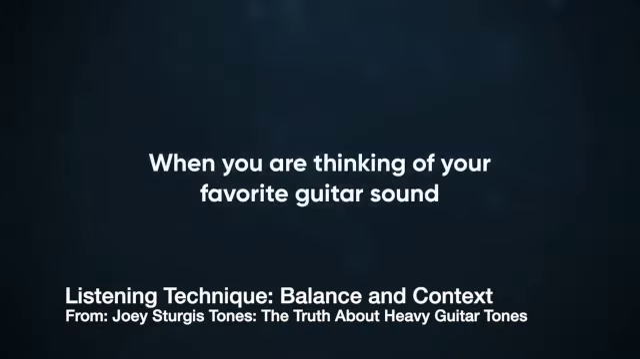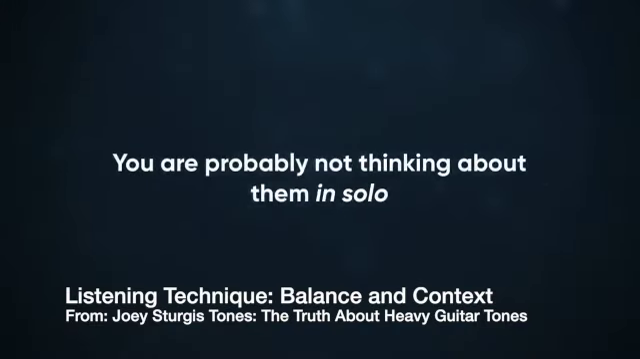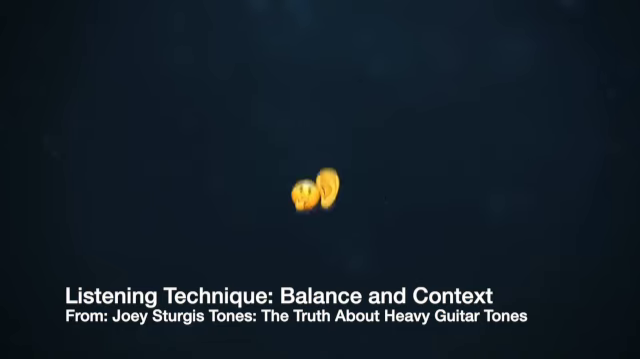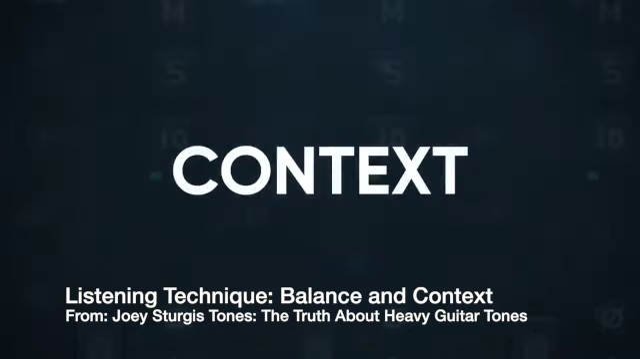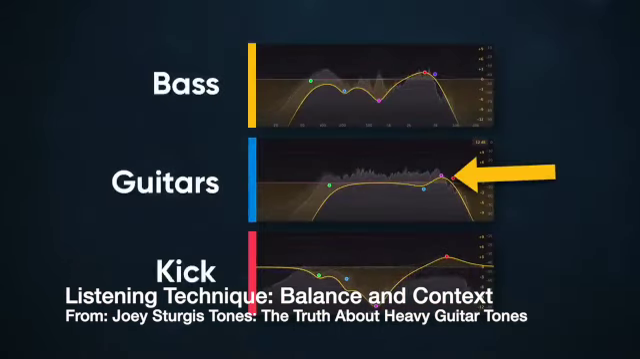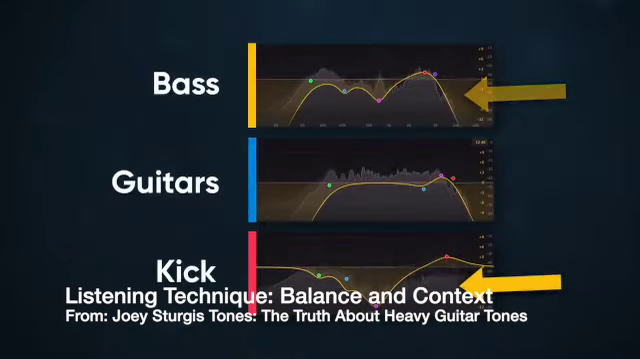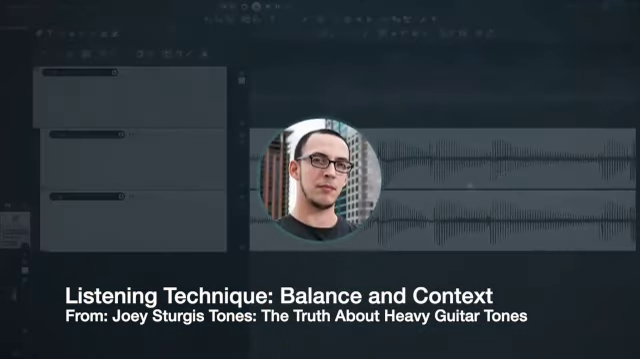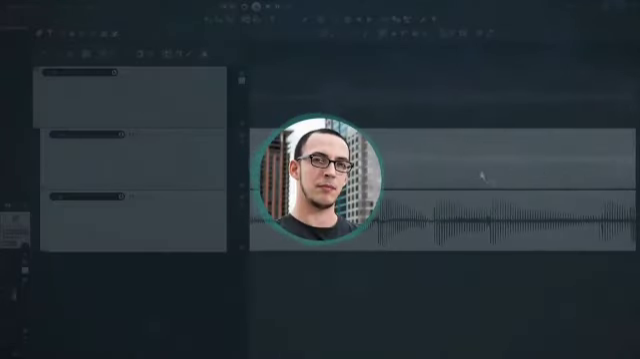Guitar tone. When you think of your favorite guitar sounds, you're probably not thinking about it in solo. You're hearing it in the context of a song. Context is really important for getting the right guitar sound. In metal, the rhythm guitar needs the bass and the kick in order to have impact and to sound huge. The tools I'm going to use are pretty simple, just balance and EQ. Let's get started.